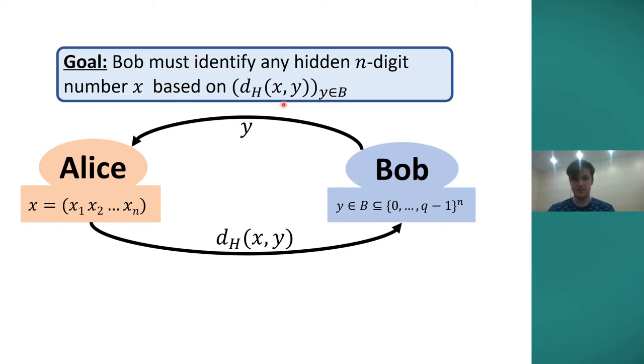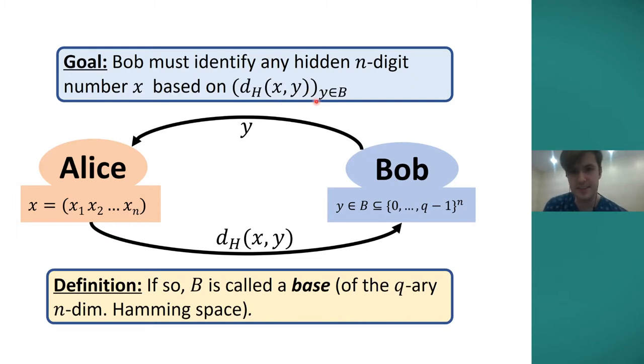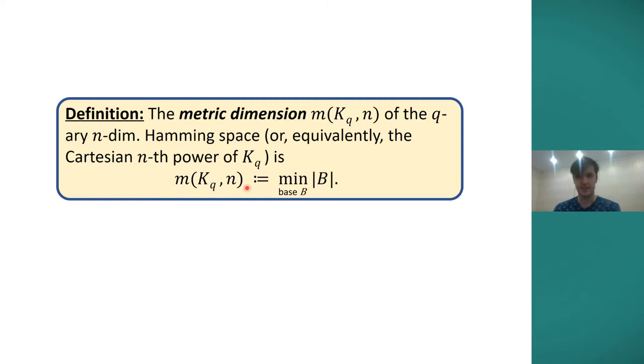If B satisfies this property, if B can be used for this reconstruction problem, then B is called a base of the q-ary n-dimensional Hamming space. We use all these buzzwords just because we deal indeed with the q-ary n-dimensional Hamming space. And the question of interest is, as always, to minimize the cardinality of some structure. In this case, we want to minimize our base.